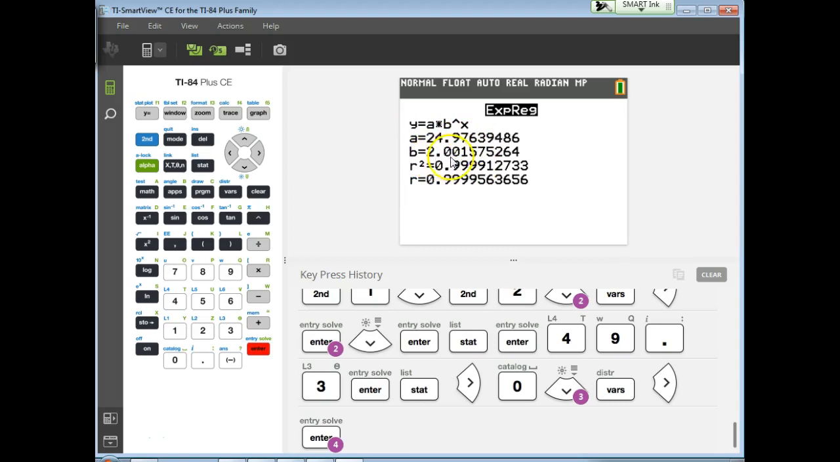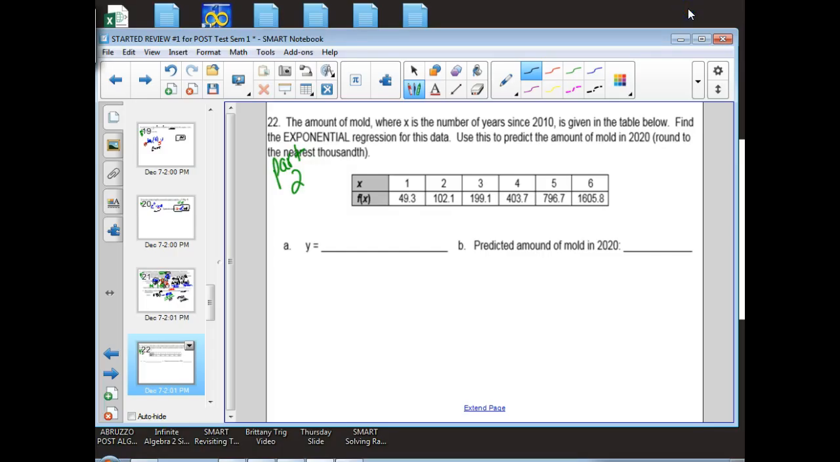24.976 times, this is just going to round to 2.2 to the x power. Alright, write that down. Thank goodness we're almost done.